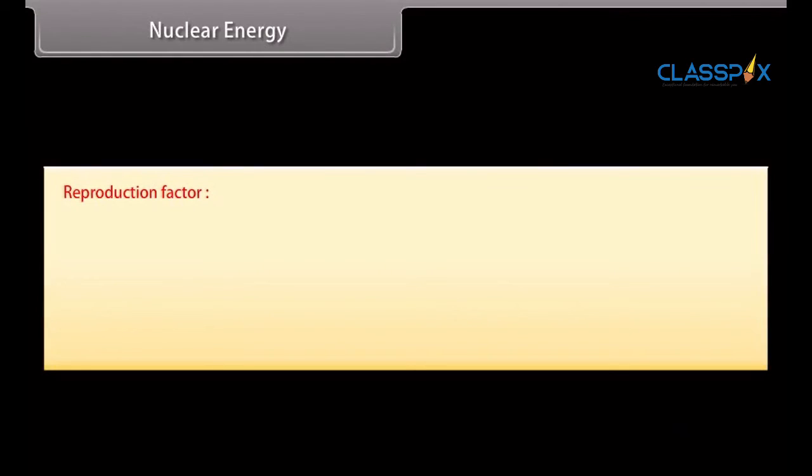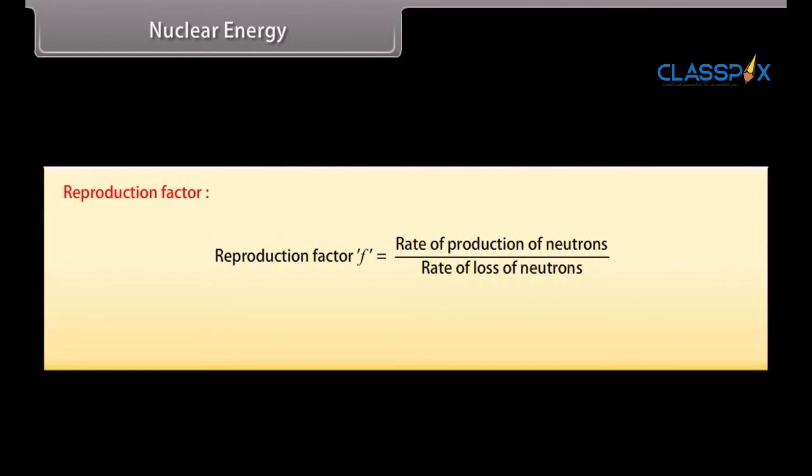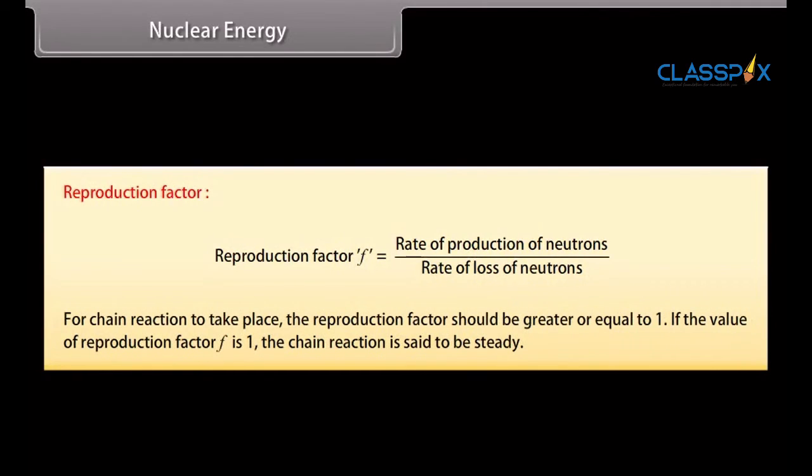Reproduction factor. It is defined as the ratio of rate of production of neutrons to the rate of loss of neutrons. For chain reaction to take place, the reproduction factor should be greater or equal to 1. If the value of reproduction factor K is 1, the chain reaction is said to be steady.